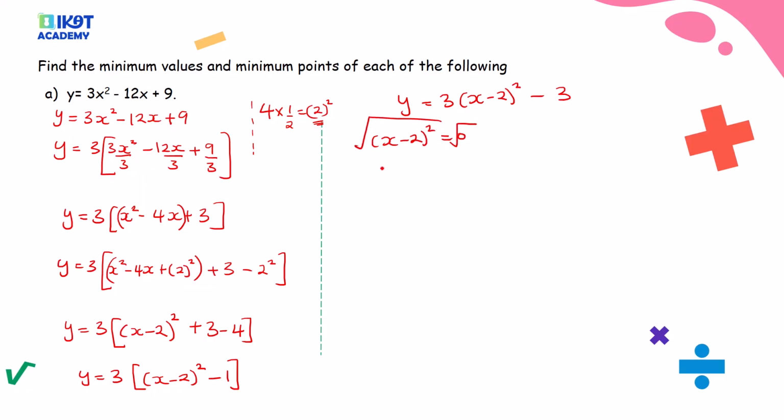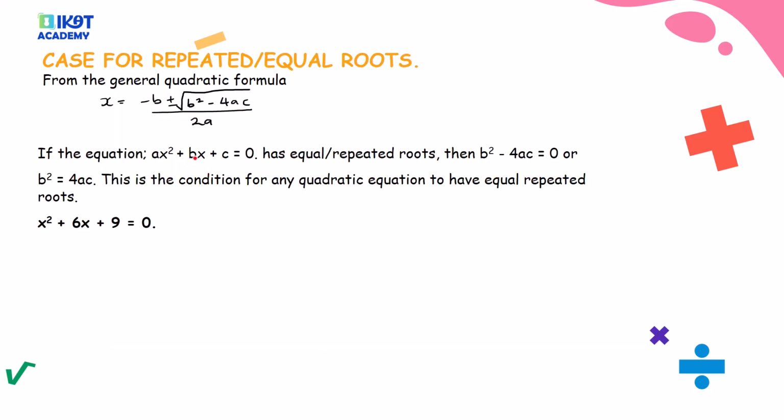Find the square root on this side. So x minus 2 is 0. So x is 2. So then I also come and find the value of y. 0 squared minus 3. So y is equals to negative 3. So these are the values. Then the point will be 2, comma, negative 3. So now let's look at the case for repeated or equal roots.